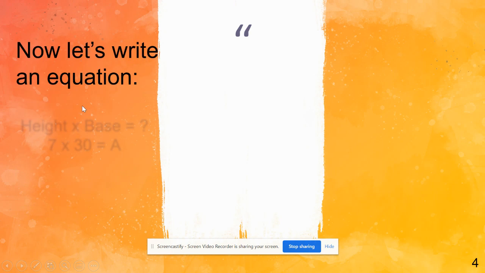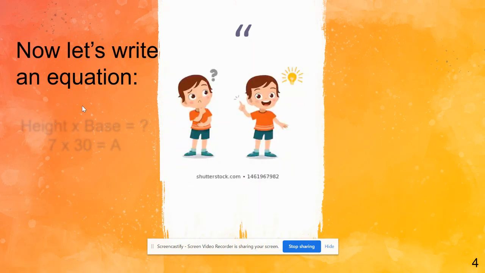So now let's write an equation. But what does that look like? Well, it's height times base. So in this case, it'd be 7 times 30 equals A, which is area.